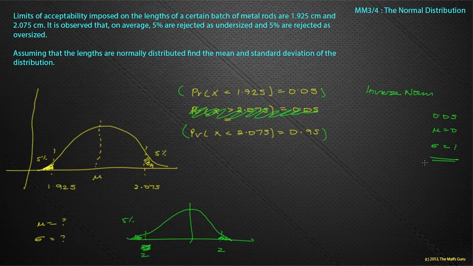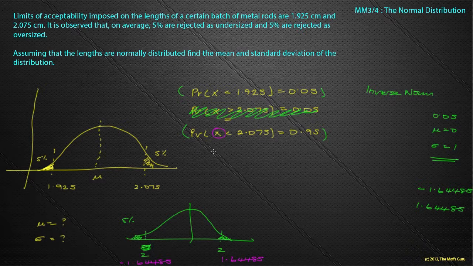Now, if we actually do that, our lower z-score is minus 1.64485, and my upper z-score is 1.64485. If I write that onto my diagram, we know the lower is minus 1.64485, and I know the upper is 1.64485. How does that help me with these values here?